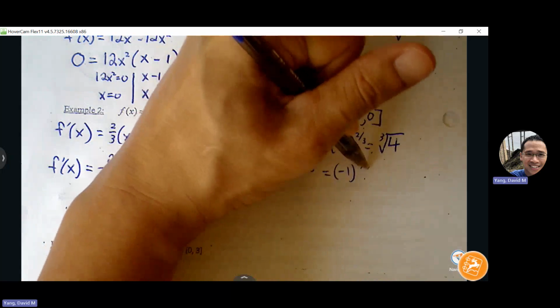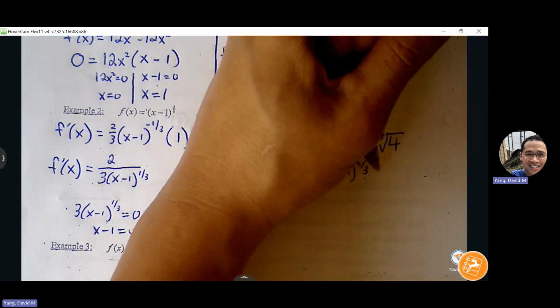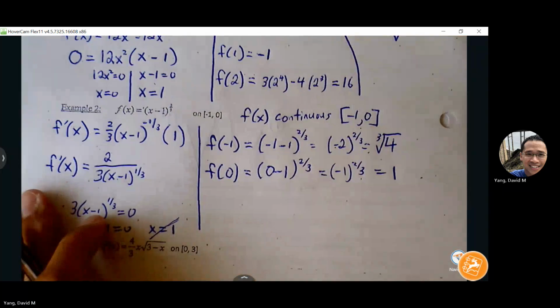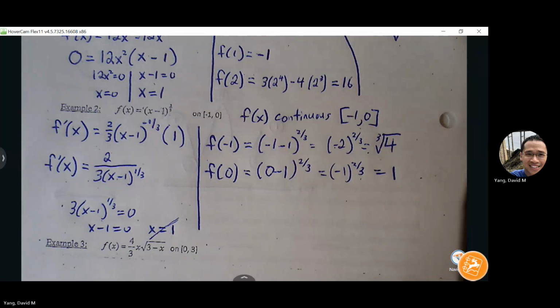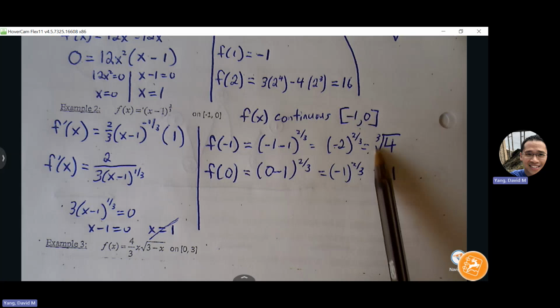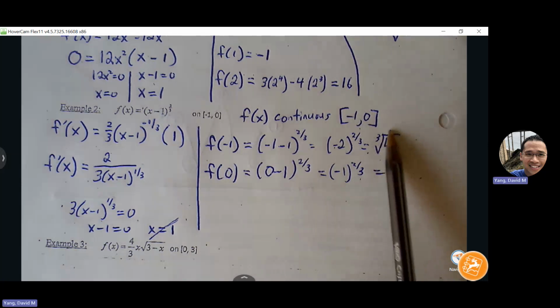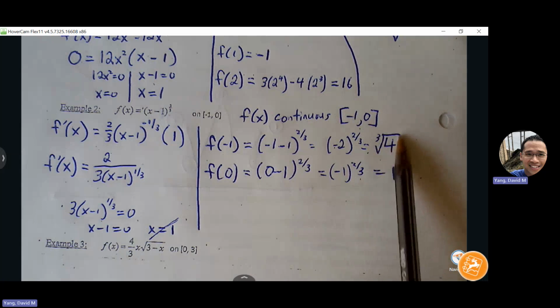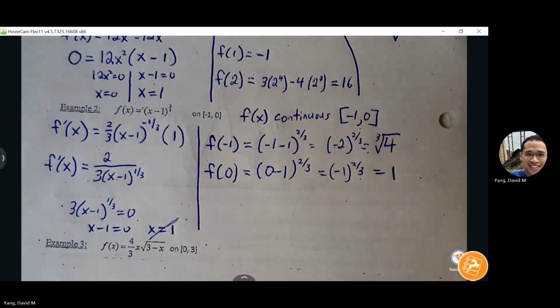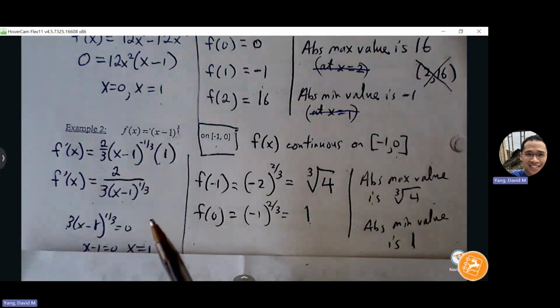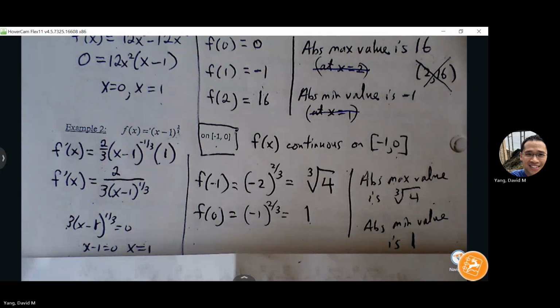So -1 to the 2/3. -1 squared is going to be 1. Cube root of 1 is still 1. So between these two, which is higher? Yeah, this is a little bit higher here. So cube root of 4 is greater than 1. So this is my absolute max, and this is my absolute minimum. If you want to just focus on the y value, I prefer that. You just write ABS for absolute.